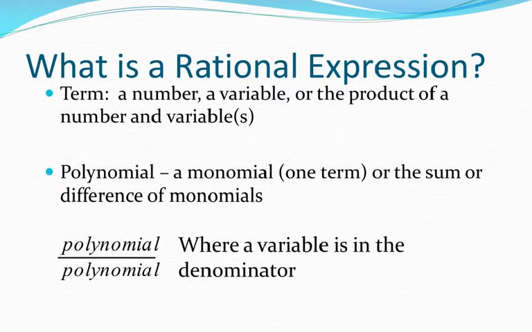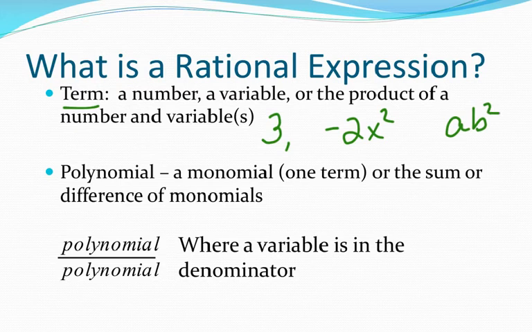A couple of words that we need to know: term, and that would be a number, a variable, or the product of a number and variables. So for example, 3 would be a term. Negative 2x squared, that would be a product of a number and a variable. Or we could just have a variable like a b to the second power. Those are all terms. A polynomial would be a monomial, like what all of these are up here, or it could be the sum or difference of monomials.